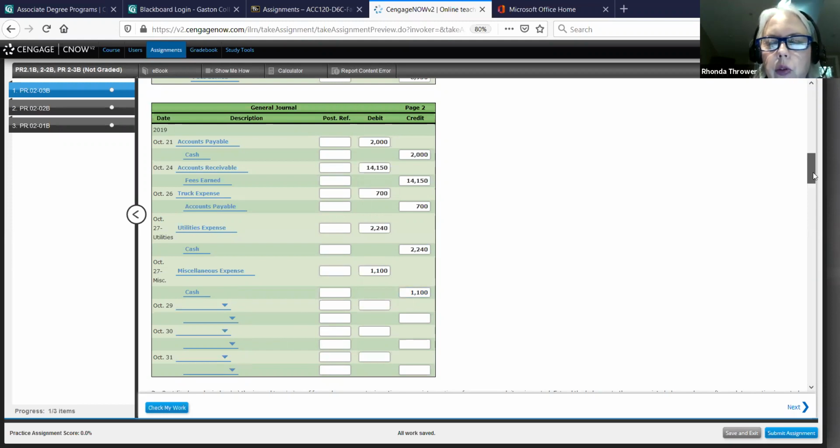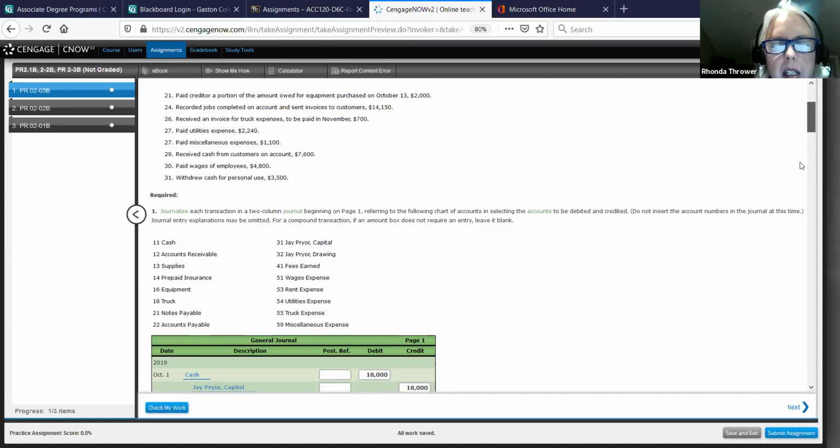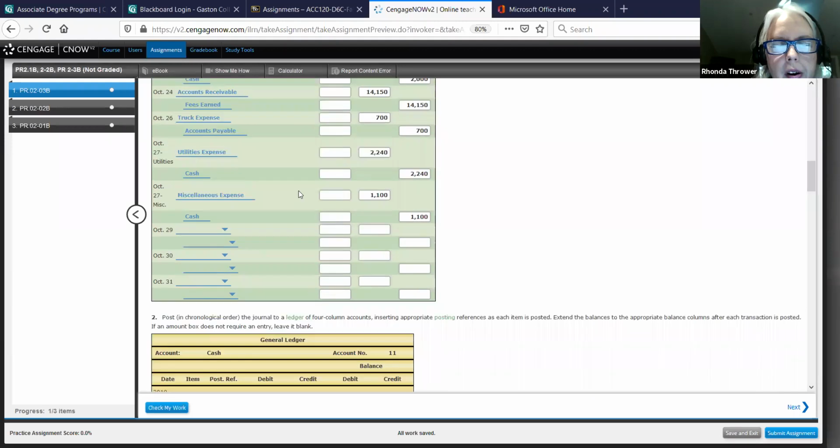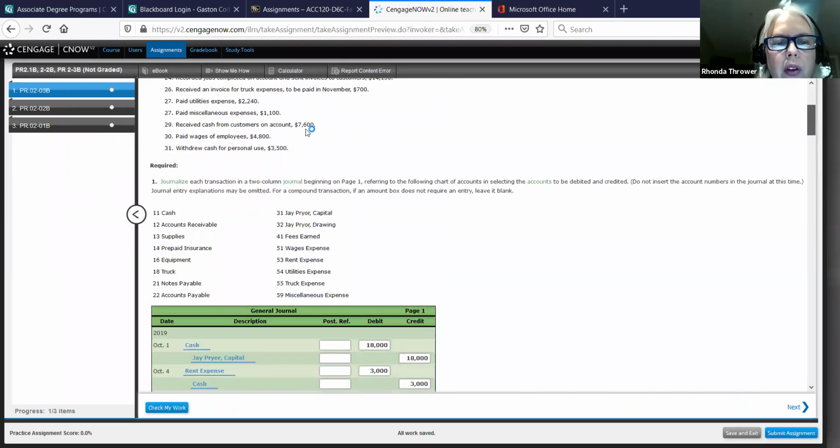So on October the 29th, we received cash from our customers on account. Receive cash. Cash is increasing. So to increase cash, we would have to debit it. Cash is an asset. We're going to increase it by the amount that we have received. We received $7,600 worth.